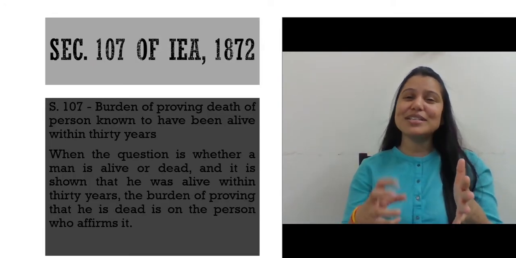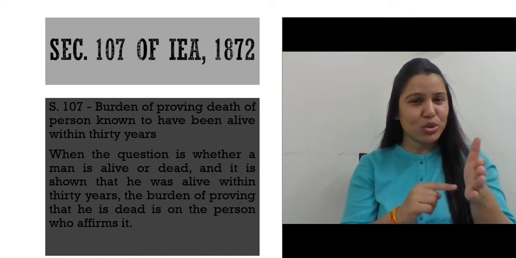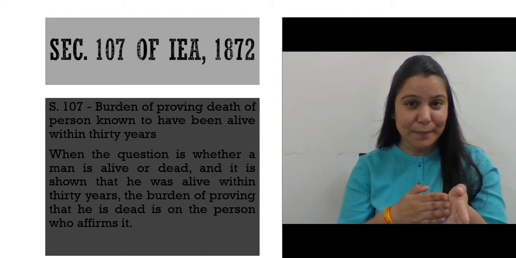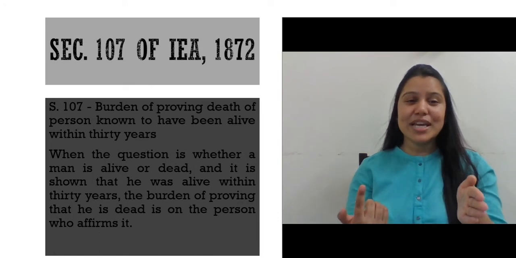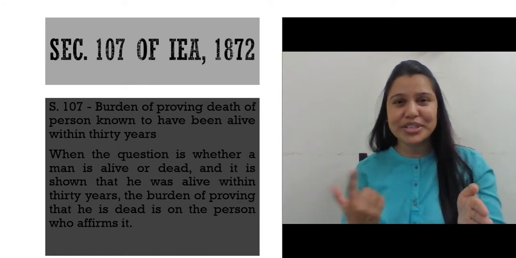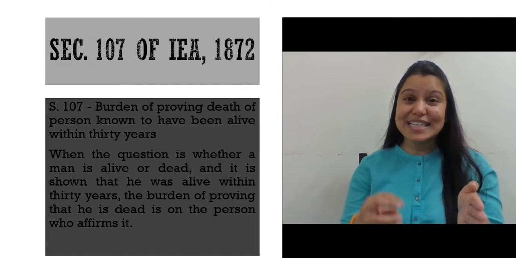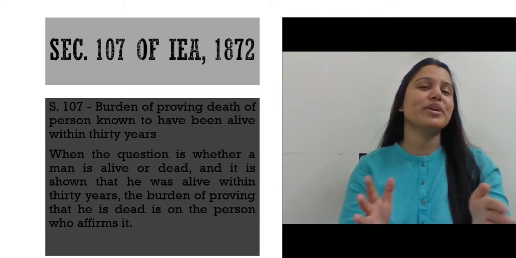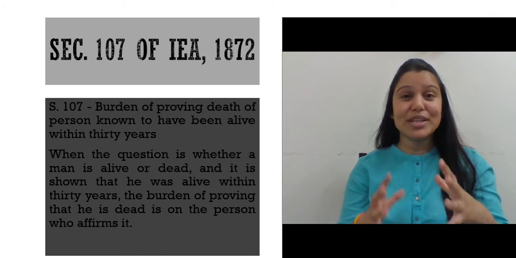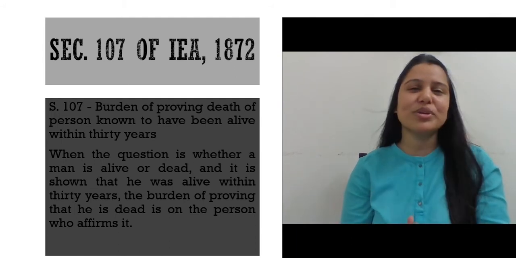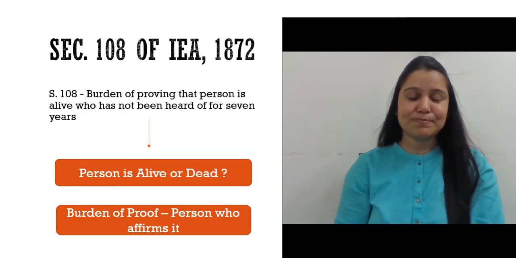The points to be kept in mind are: the question is whether A is alive or dead, and it is shown that within 30 years, he has been seen alive. The time period is 30 years. Now, if somebody asserts that no, he is dead, the burden of proof lies on that very person to show that he is dead. Now he can show it through any of the evidences, right? So this is section 107.